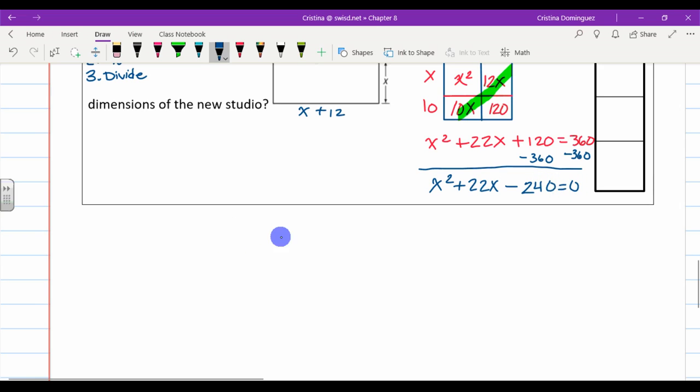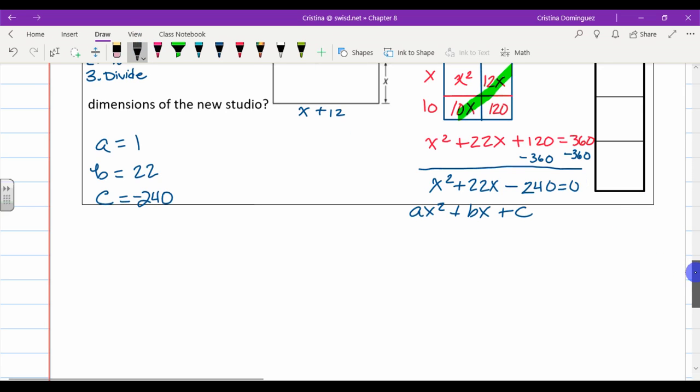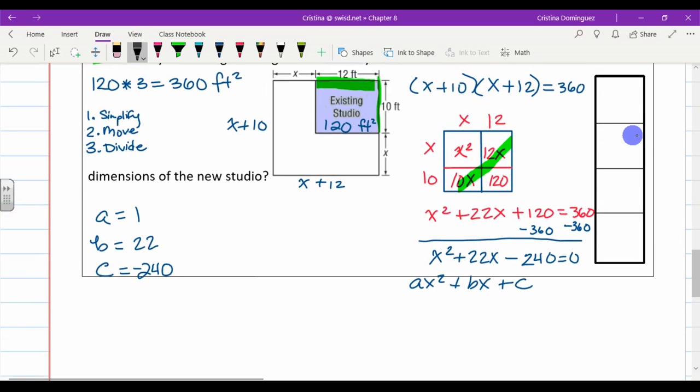Okay. So now I can identify what is a, because remember we have ax squared plus bx plus c. Good if you said 1. B has a value of 22, and c has a value of negative 240. Okay, so remember that when we're looking at our box, I'm going to go ahead and shift up just a little bit. When we're looking at our box, b is on top, and a times c is on the bottom. So that's going to be negative 240 with 22 on top. Well, that's definitely a big number, so I don't know about you, but I'm going to be going back to my calculator.